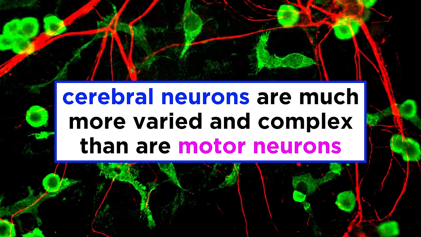Cerebral neurons are much more varied and complex than motor neurons, so we must keep that in mind when integrating the model we have discussed with brain activity, and we will discuss this in greater detail as we move through the series.